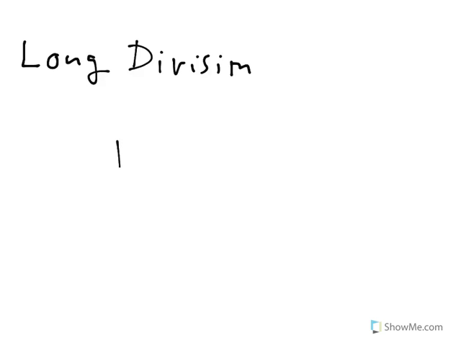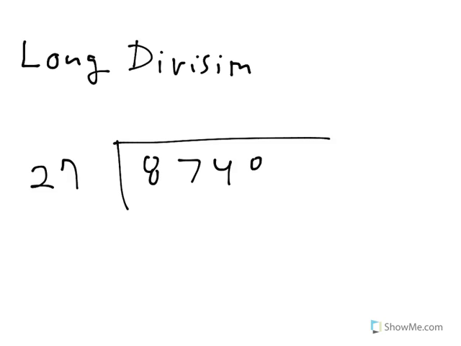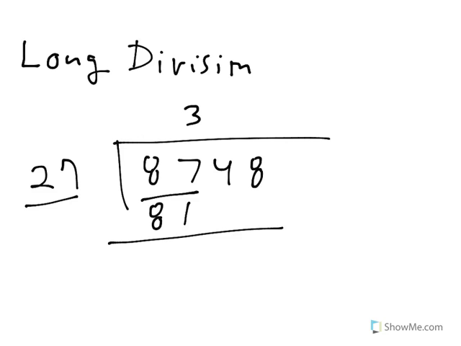So in elementary school, we learned the dreaded long division process. And to remind you how it works, we're dividing 27 into 8,748. We first look at 87 and ask how many times does 27 go into 87. The answer is 3. 3 times 27 is 81. You subtract, and you, as they say, bring down.